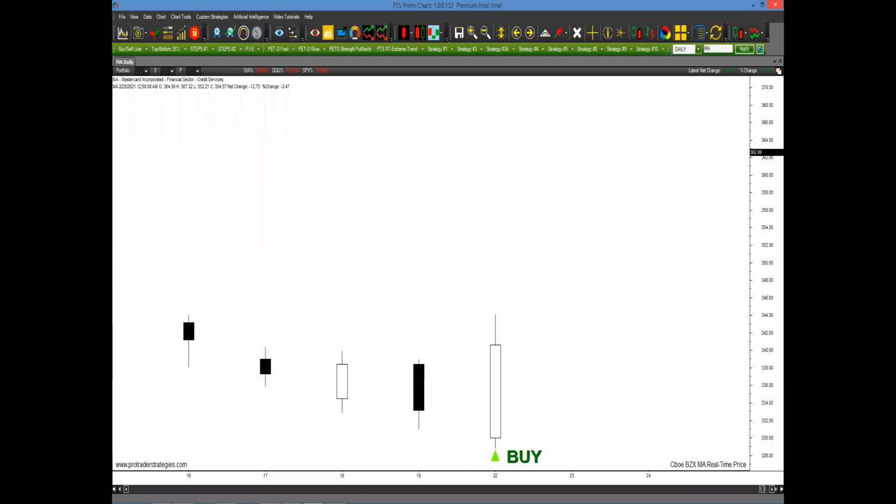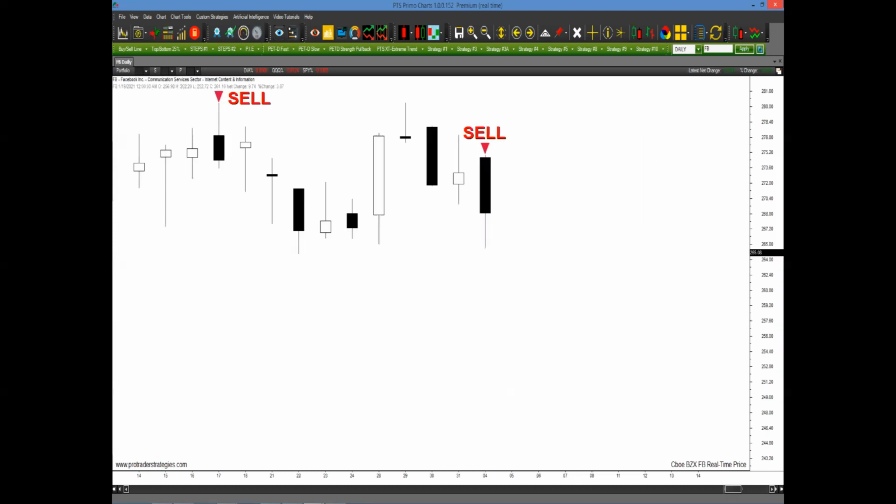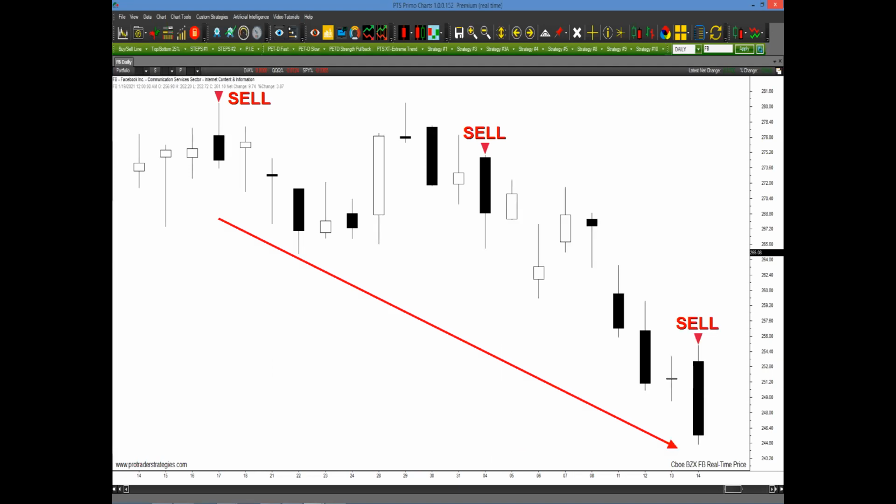Now, let's look at an example here. Here's a strategy number 5 buy signal. These are older charts just for educational purposes. A buy signal was generated right here, and you have a nice little rise in the next 2 days. Same thing here, the older chart of Facebook: a couple of sell signals were generated. Nothing much really happened until it ultimately clicked in, and then another sell signal was generated.